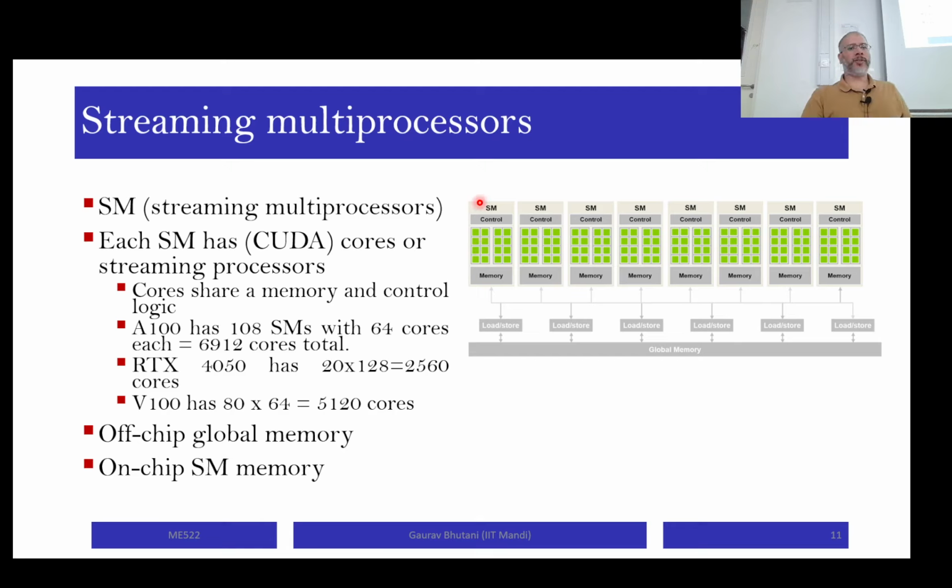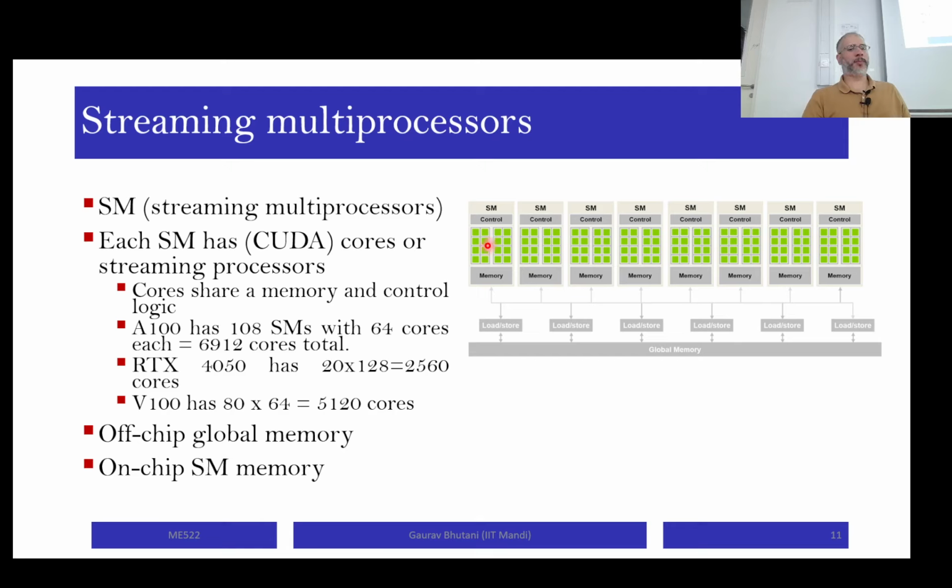And all the cores in a streaming multiprocessor will share some memory and control logic. You can see that there is some memory which is shared between the streaming multiprocessor cores. Similarly, there is a control logic portion which allows the instructions to be given to the cores, which is also shared between the cores available in a given streaming multiprocessor.